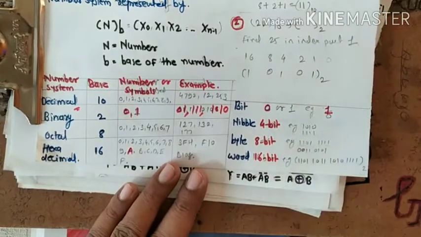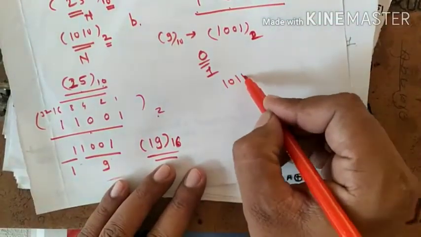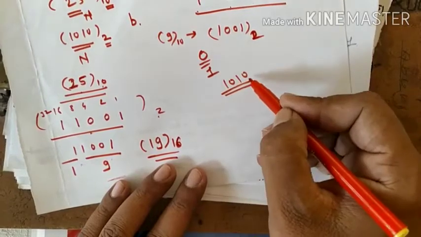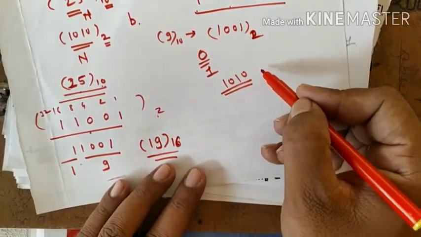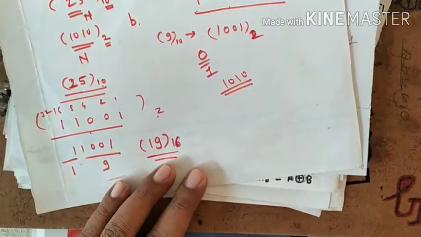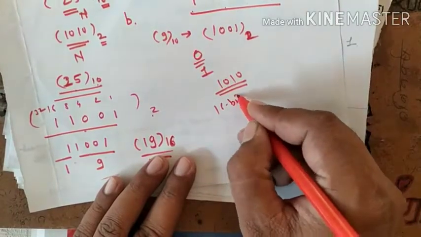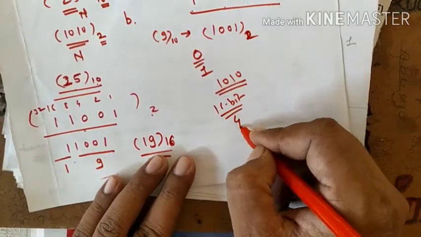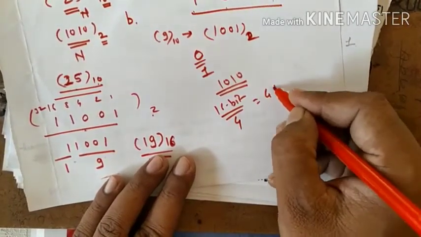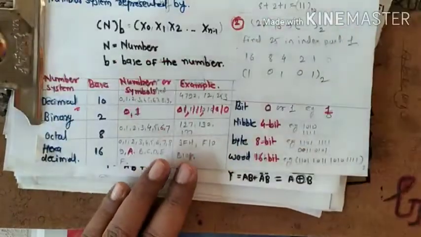Next is a nibble. What is a nibble? If we consider this 1010, there are 4 bits. So a group of 4 bits is called 1 nibble. I repeat, a group of 4 bits is called 1 nibble. In case we have a 16-bit number, we divide 16 by 4, so it is 4 nibbles.